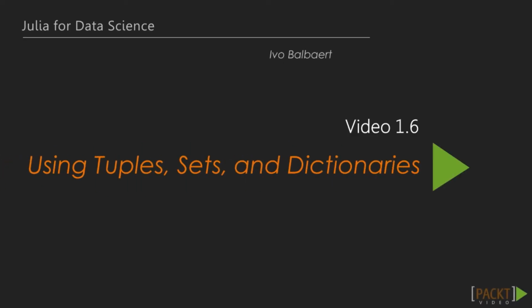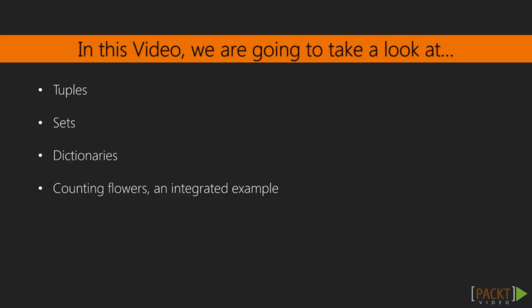Hi again. In the previous video, we learned how to use functions in Julia. The only data structure that can contain many elements we used until now was the array. But arrays can only be accessed by index, and all elements have to be of the same type. In this video, we're going to take a look at more flexible data structures, such as tuples and sets. In particular, we want to store and retrieve data by key, as is possible in dictionaries.